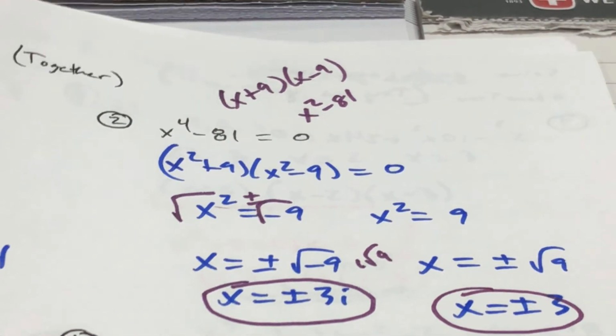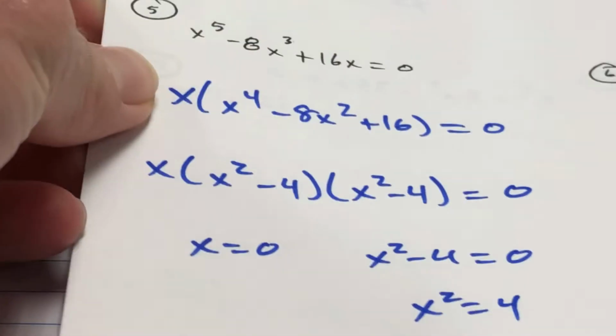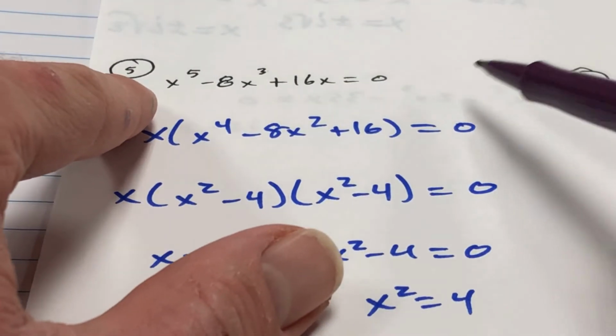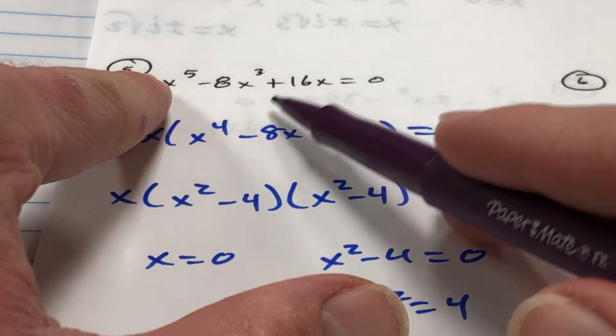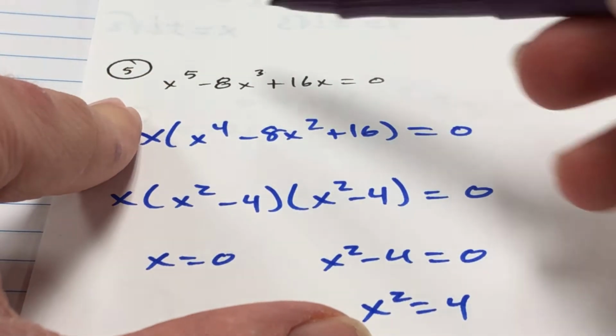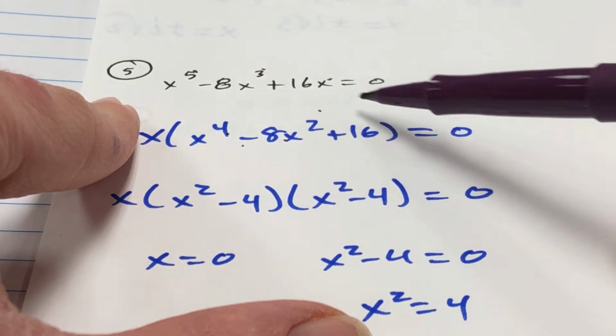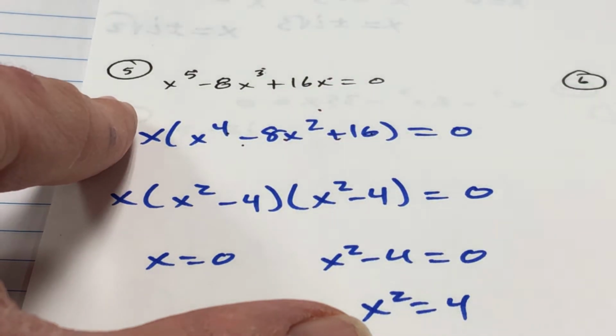X is raised to the 4th power. And then the last kind of example here would be number 5, which looks just like number 4. So they all have an x in common, just like they did in 1. I factor out the x that they all have in common. And when I take 1 away from all of their exponents, I have x to the 4th minus 8x squared plus 16. So this is kind of like number 2.